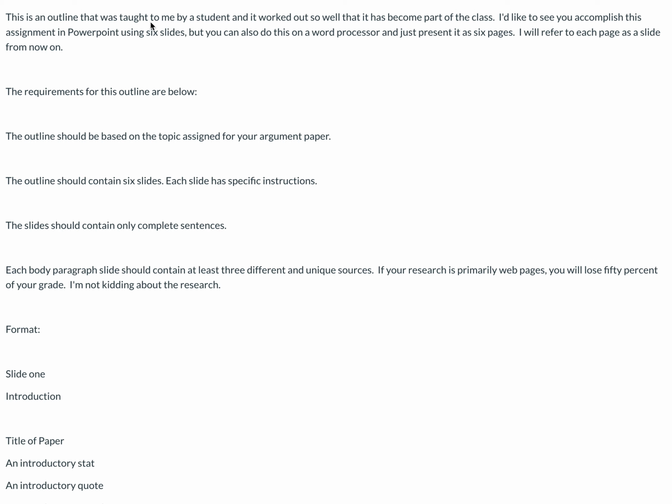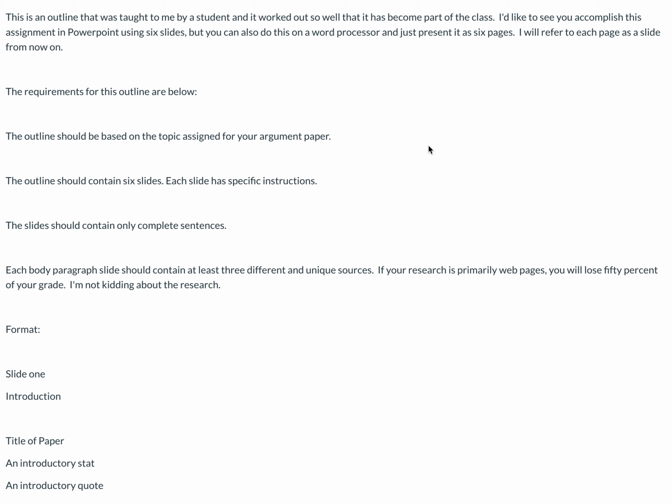As I said, this is actually taught to me by a student, and it is a way of separating your ideas into all of the categories you're going to need in order to write a successful argument paper. Now, don't worry about the word PowerPoint. It's probably old-fashioned at this point, but I do want everything that you're working on broken down into 6 individual slides. I will show you that you can do this on a word processor, you can do it in PowerPoint, you can do it in Google presentation.